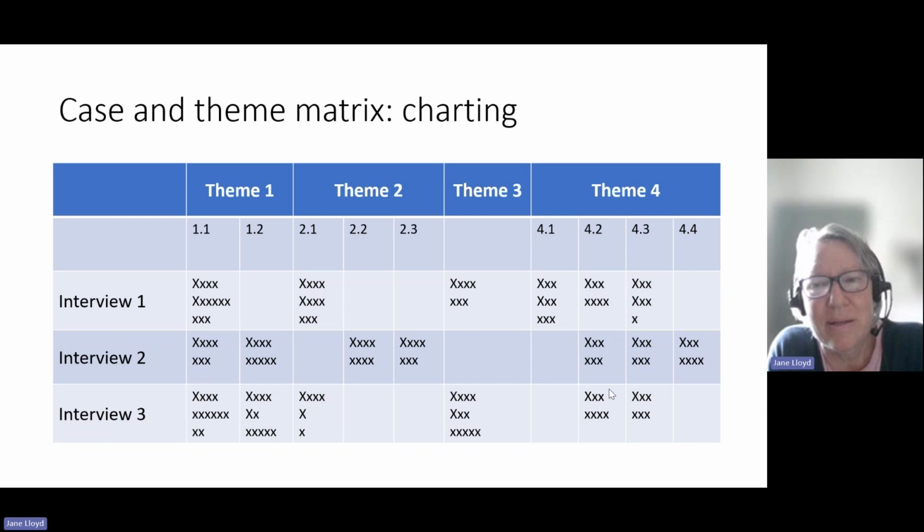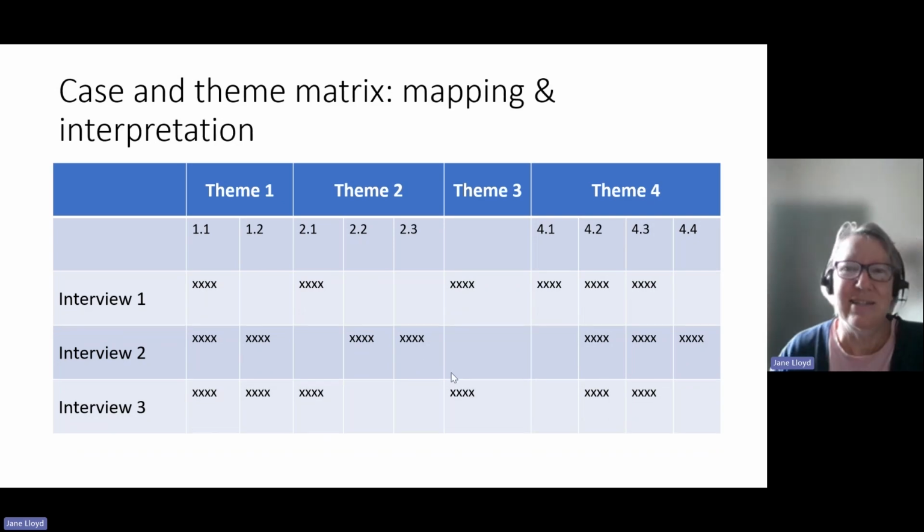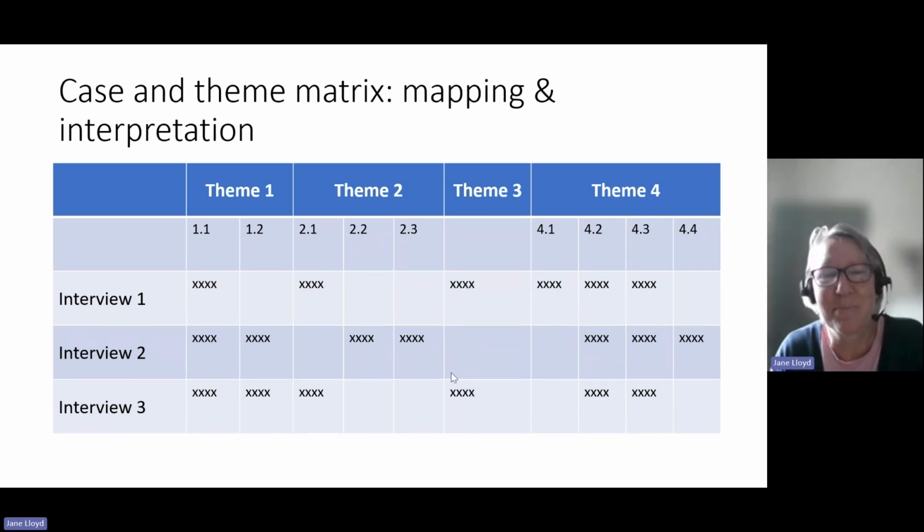The final mapping and interpretation stage involves summarizing the coded segments. So if you imagine where those coded segments are in the framework, in each box, you write a summary, and then it looks like this. So the neat little XXX represent the summaries of what was there before. Then you use the summaries to interpret the data, looking for patterns, looking for similarities, looking for gaps, and so on. So for example, theme 3, interview 1 and interview 3, there's evidence of theme 3, but not for interview 2.